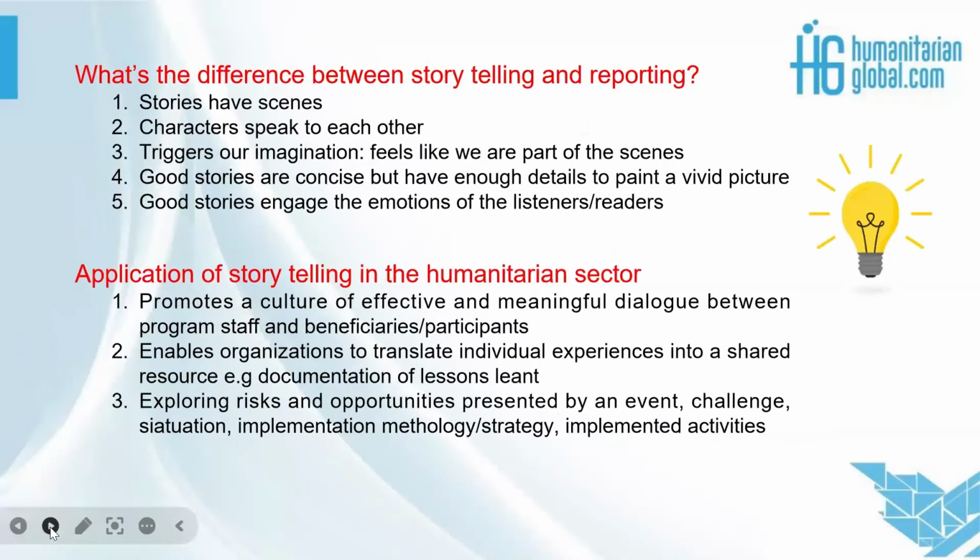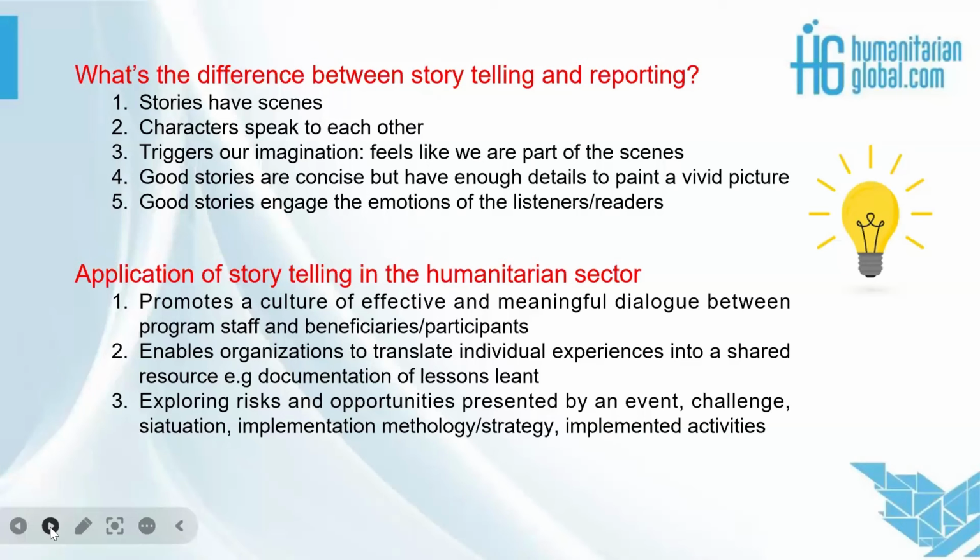When we look at these, what is really the difference between storytelling and reporting? So stories usually have scenes. Someone telling a story will always create a scene, like the beginning of a scene, the context of the scene, and how did that story end? What was the conclusion? Was it a good ending? Was it a bad ending? Was it positive or negative? And what are the lessons learned from it?